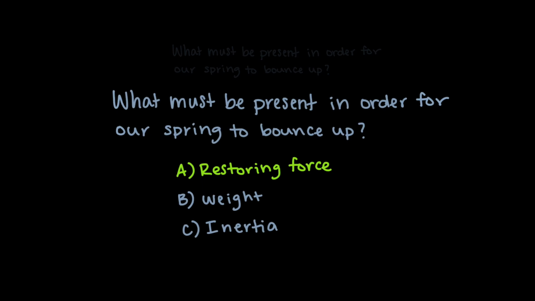The first scenario we'll look at is a vertical spring with a mass hanging on the end. The mass will start out at rest, but when we pull on it, it will start to bounce. What must be present in order for our spring to bounce up? The answer is restoring force.